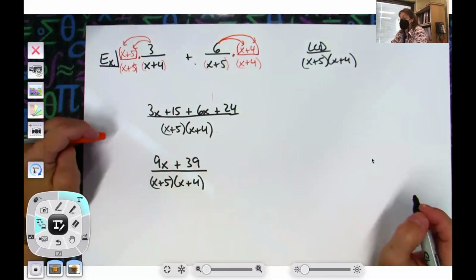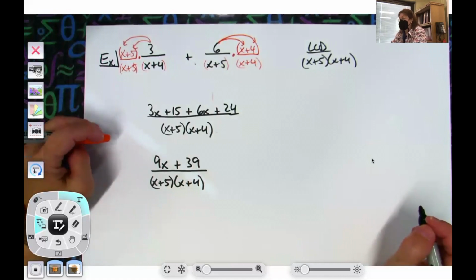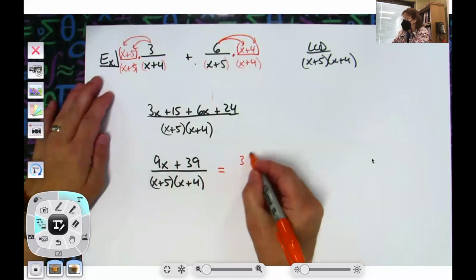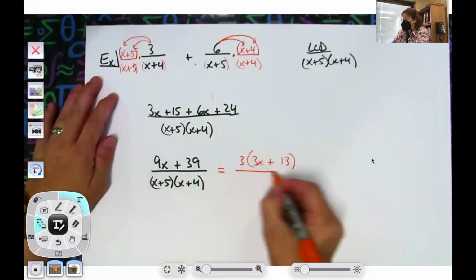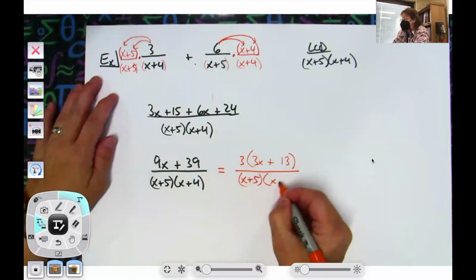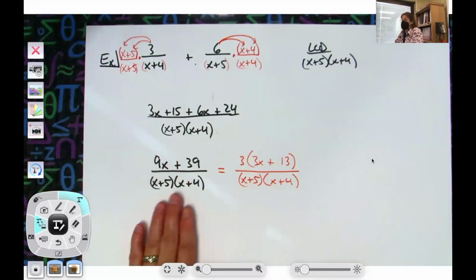Now, can I take out a greatest common factor on the top? I can, right? I can take out a 3. The question is, is it going to do me any good? It's not going to do me any good. I could go ahead and do 3, and then that'd be a 3x plus a 13. I could do that, but nothing crossed out after I factored it. So unless it wants it in completely factored form, you should be able to stop right here.